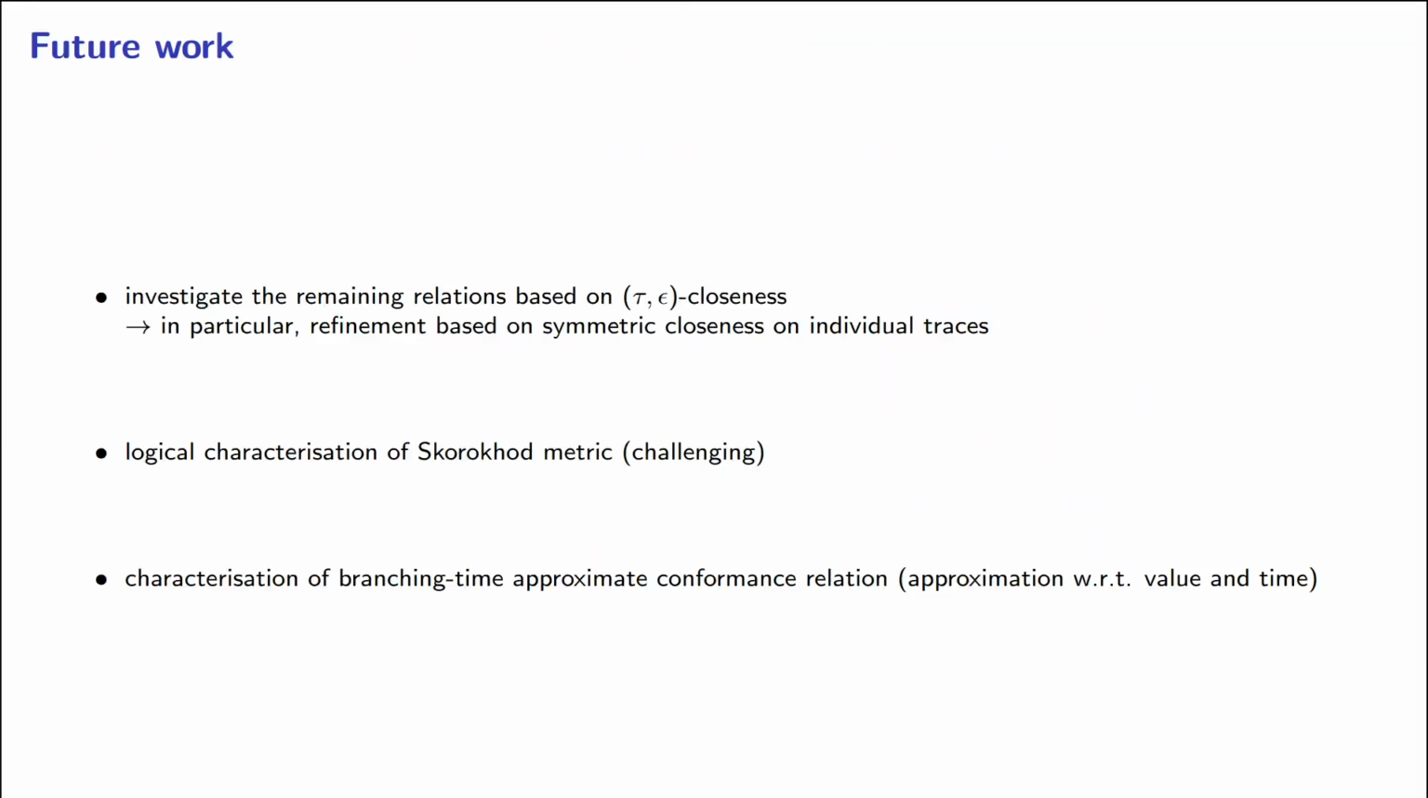Now just a few words about the possible future work. Firstly, it would be good to have a full picture of all conformance relations based on the idea of tau epsilon closeness, because there are a few options depending on whether we choose to consider refinement or equivalence relation on the level of individual traces and systems. And in our paper, we studied only two of them. A different idea is the characterization of Skorokhod metric, because so far there is only the preservation result by Deshmukh et al. for freeze LTL, but I expect it may be very challenging. And yet another direction is to consider a branching model with disturbance in time and value.